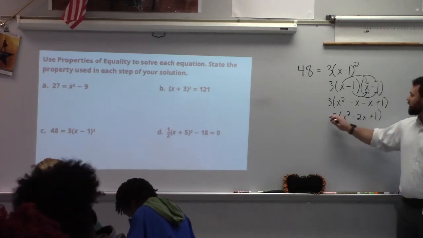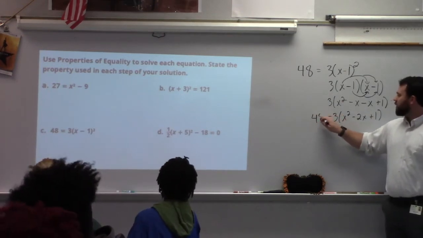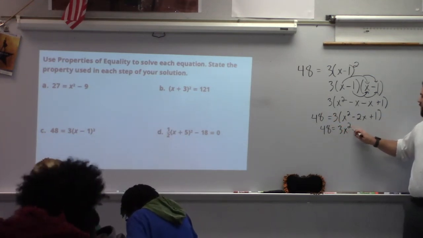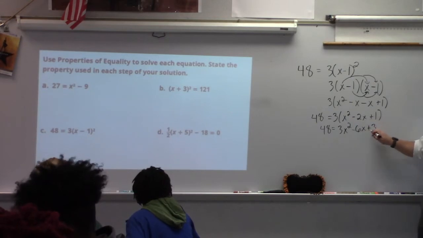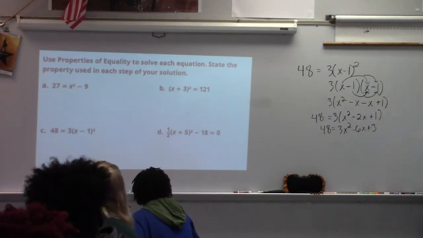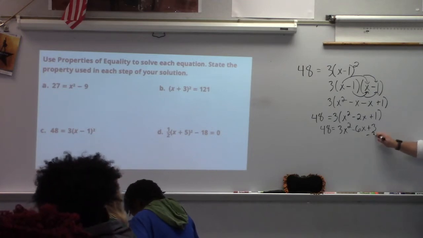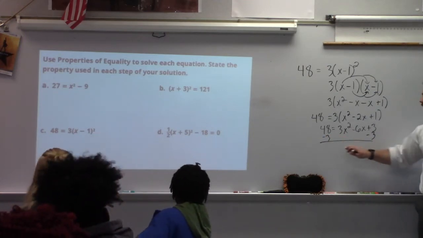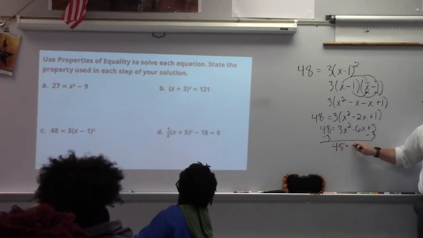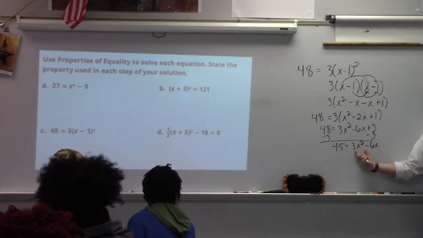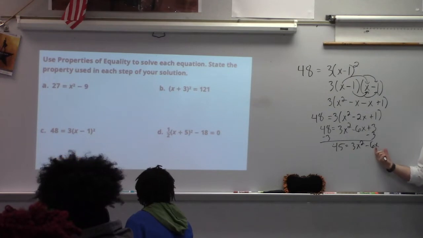Now I want to point out, at this point, I could distribute that 3, sure, but anybody know how to solve this equation from here? Hold on. Minus 3. That's standard form equal to 48. Okay, I could subtract 3, but then I get negative 45 equals 3x squared minus 6x. Have you ever solved an equation where it's got x squared and x together like that?